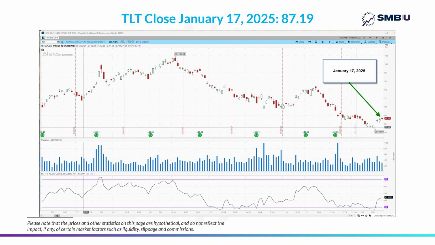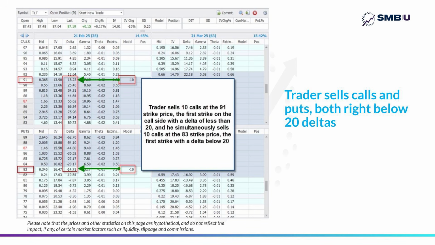So as you can see on that day, the stock had closed at 87.19. And so we're going to pull up an options chain expiring on the 3rd Friday of that next month, February 21st. And as you can see, there's a column on that options chain called Delta. And as you move up the options chain, you'll see the first option you hit that has a delta below 20 is the 91 strike price, which has a delta of 18.23, as you can see.